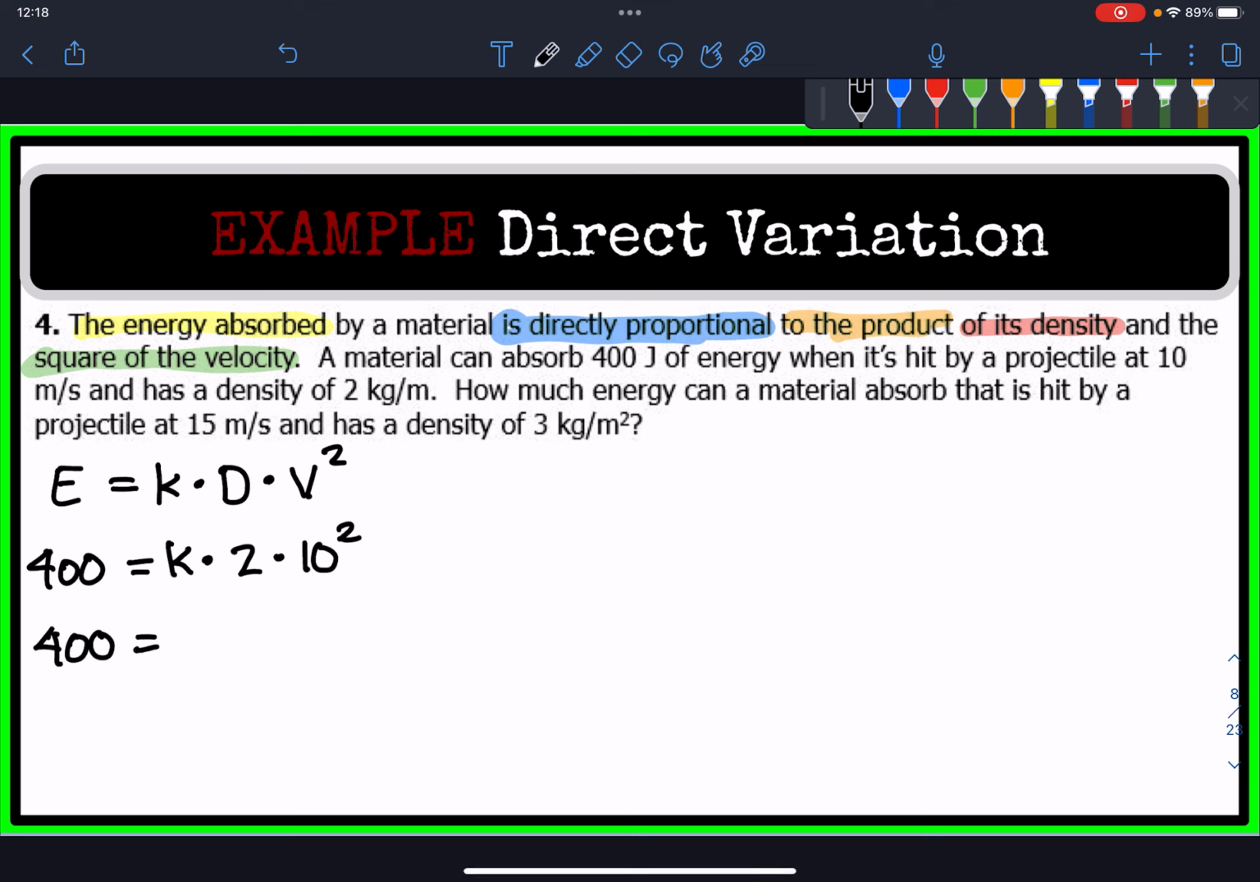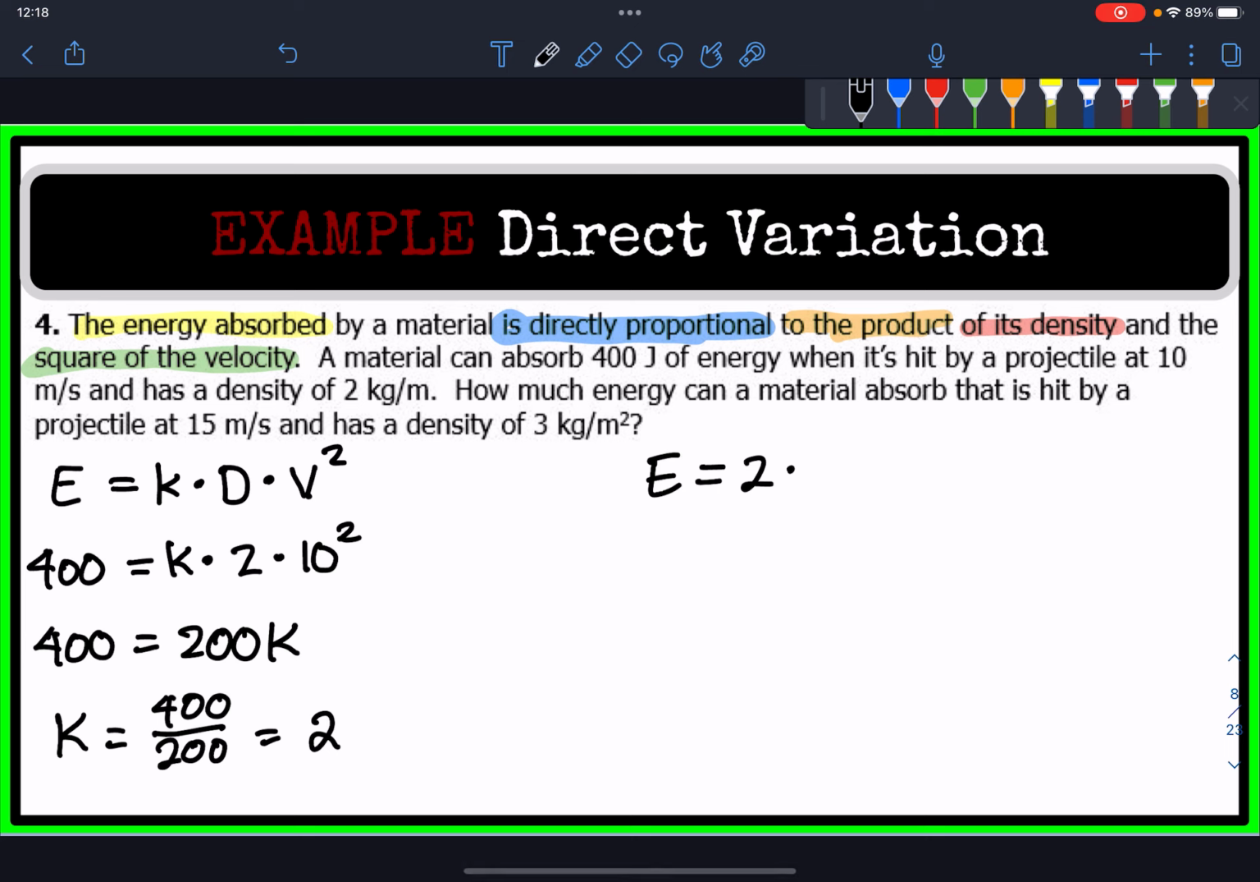So let's start by simplifying this. 10 to the second power is 100, and that multiplied by 2 is 200. So k is going to equal 400 divided by 200, which is simply 2. So the relationship between the energy, the density, and the velocity is that the energy absorbed equals 2 times the density times the velocity to the second power.